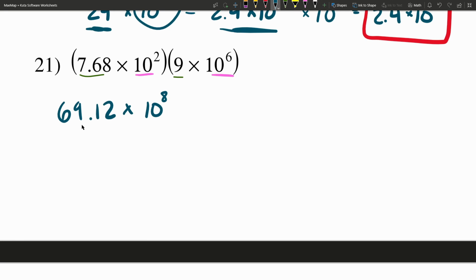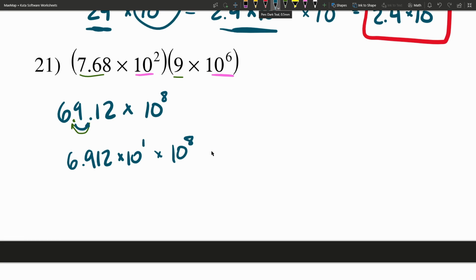Now I need to rewrite 69 and 12 hundredths in scientific notation, and then I can consolidate those bases by adding the exponents. So 69.12, I would need to move the decimal 1 to the left to get 6.912. So it's 6.912 times 10 to the, well, since I had to move the decimal place to the left, I need to account for that fact. So this is 10 to the first. And that's also multiplied by 10 to the 8th.